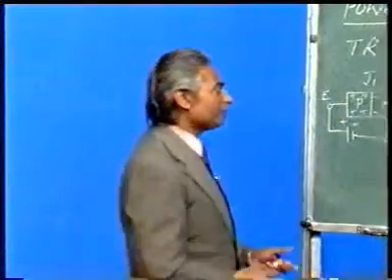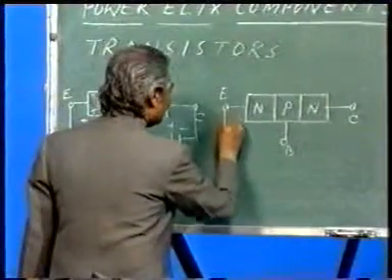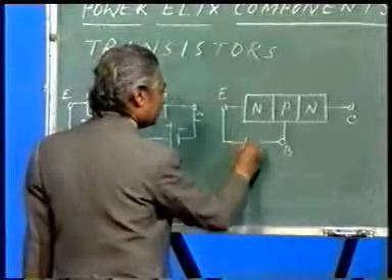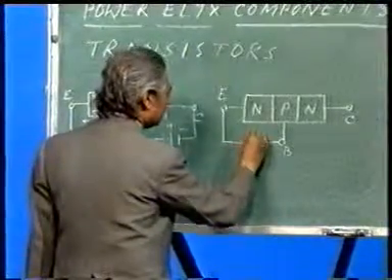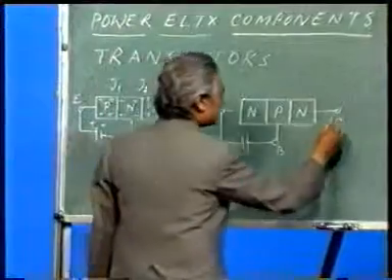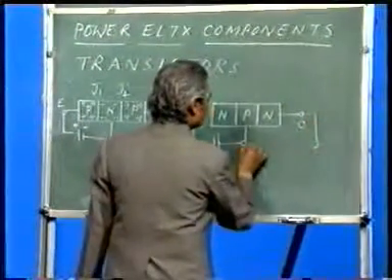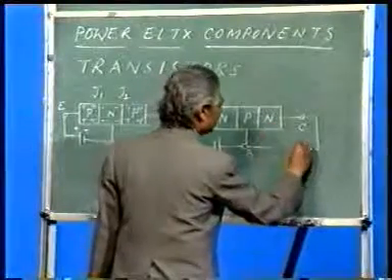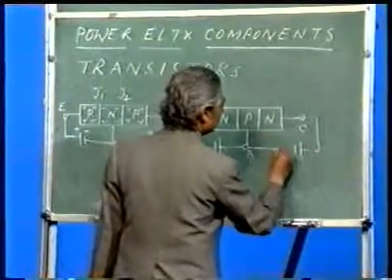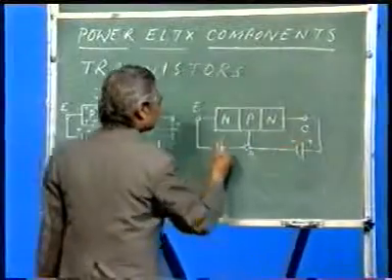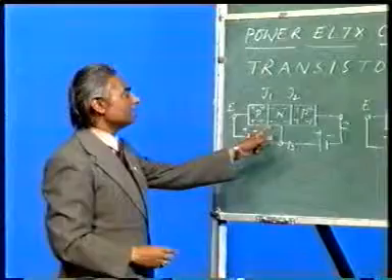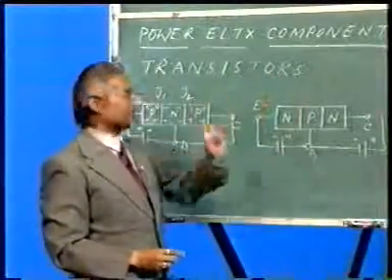Now, NPN type of transistor, again emitter base has to be forward biased. That means this will be negative here, this will be positive here, and collector base will be reverse biased. So, since this is negative, this will be positive here and negative here. So, this is the biasing of a PNP type transistor and NPN type of transistor.